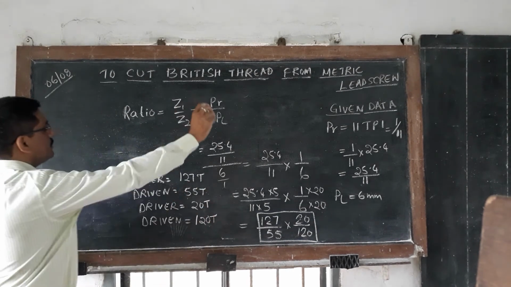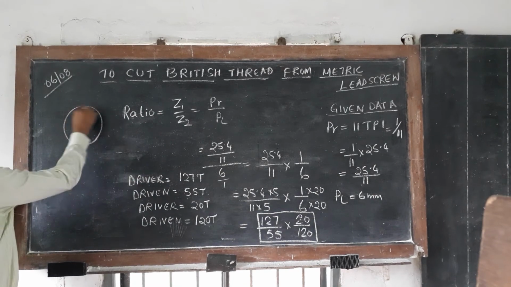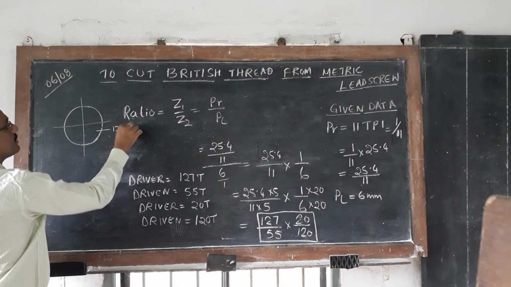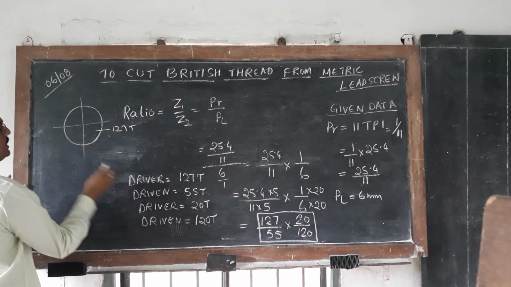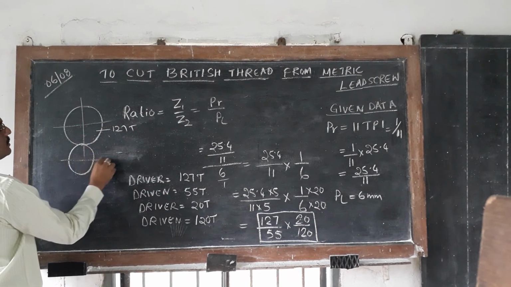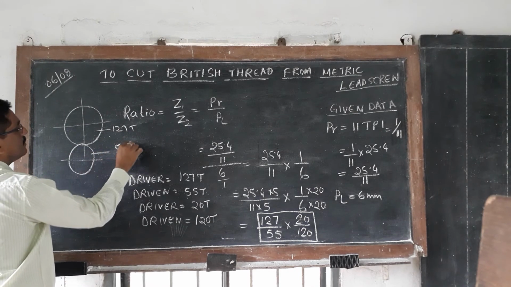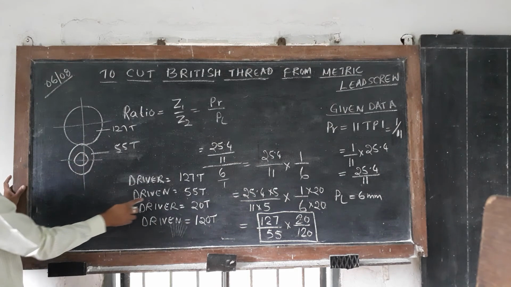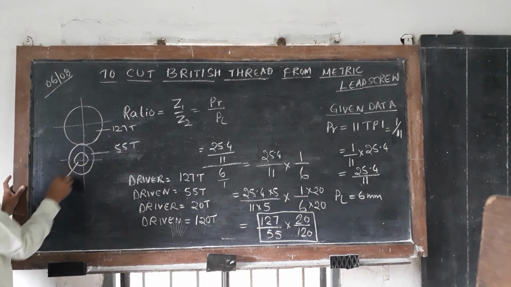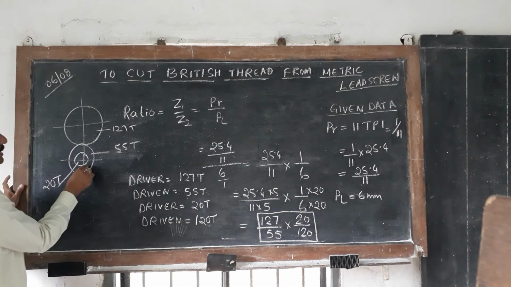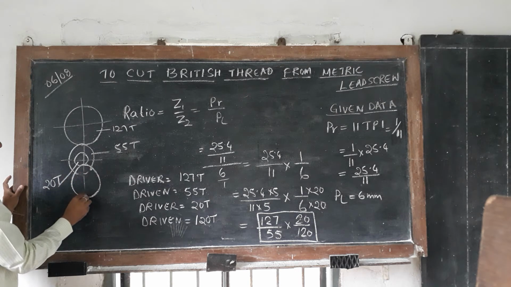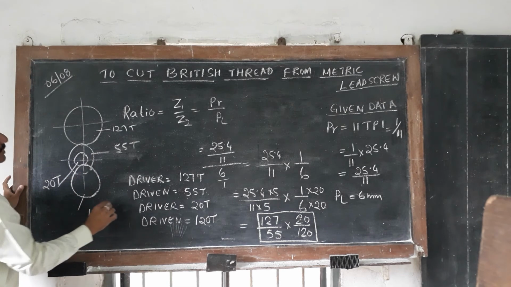So if you see here, this is the first gear form. This is a driver, a 127 T, meshing with 55 T. Over this, one more gear, which is actually 20 T. For this, it is meshing again with 120 teeth. Is it clear?